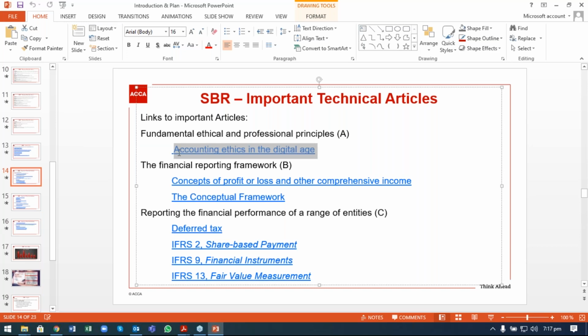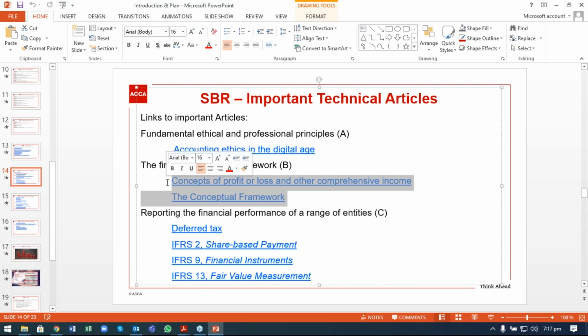This is one of the important current situations which could be faced or tested by the examiner. Financial reporting framework, the concept of profit and loss account and other comprehensive income, and the conceptual framework. These are the two technical articles provided on the ACCA website, and you can go through all these articles. These articles are not very lengthy, and you're not supposed to learn them by heart. You only need to go through them to get an idea of what the current issue was and how it can be accounted for.